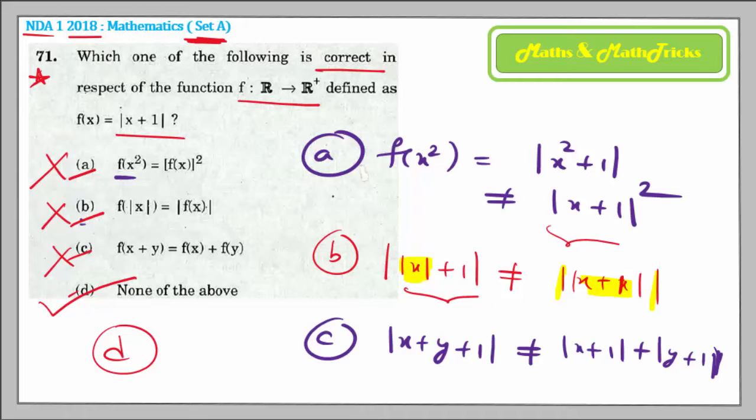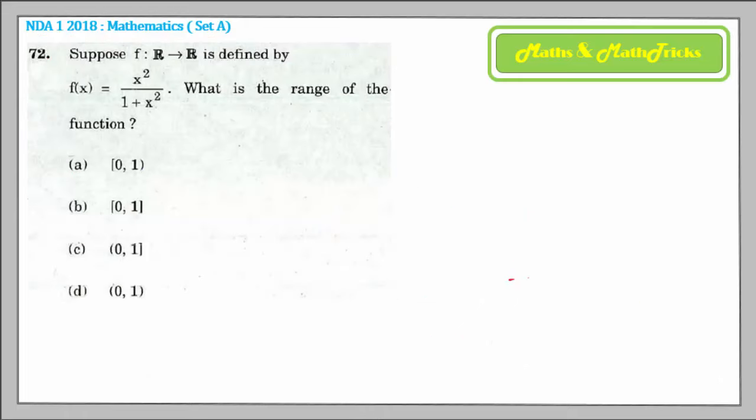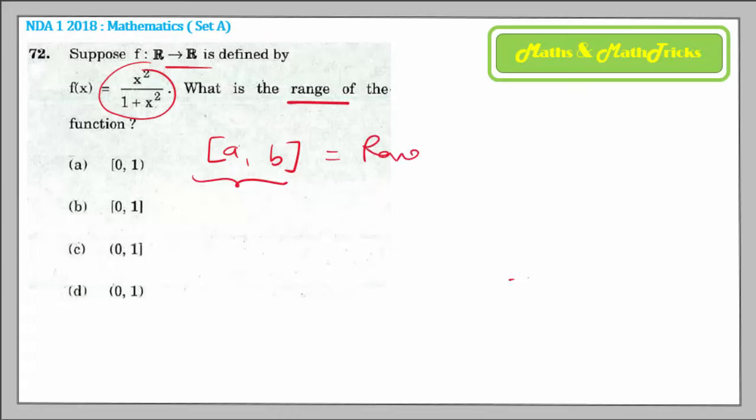Alright, moving on with the next question now, number 72, and here we are asked to find out the range of the function x square upon 1 plus x square, which is defined from R to R. First of all, when you are asked to find the range for a given function, what should trigger in your mind is what is the minimum and the maximum value the function takes. So basically the closed interval a comma b we define to be the range of the function, where a is the minimum value taken by the function and b is the maximum value taken, and there are the values taken by the function between these two values.